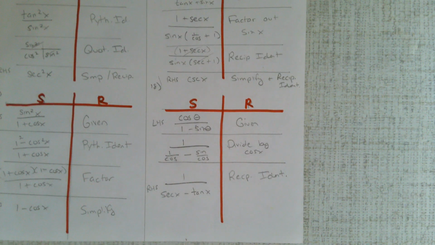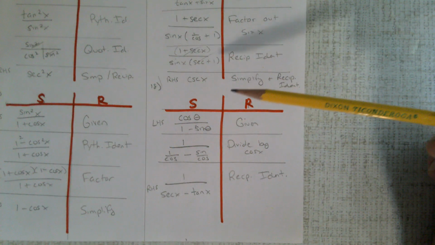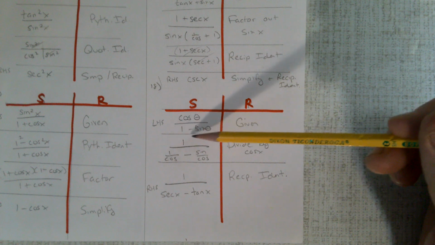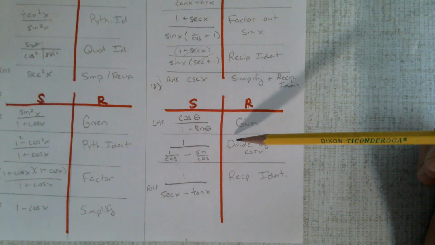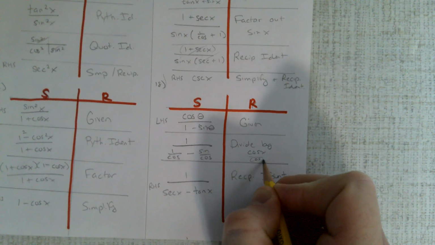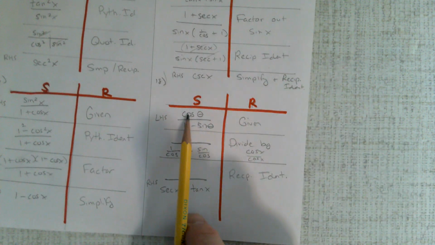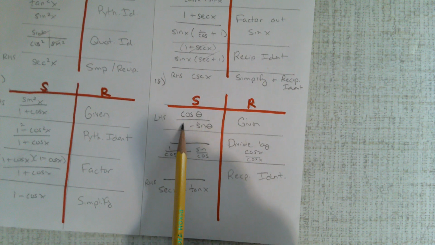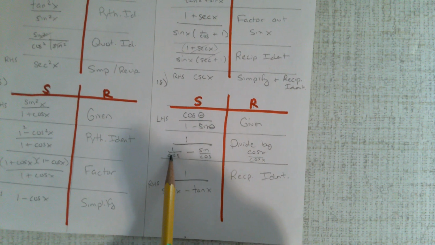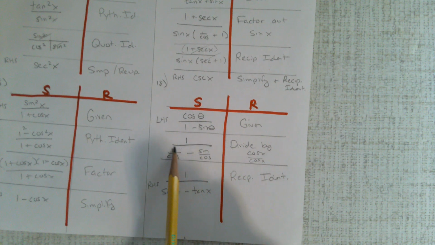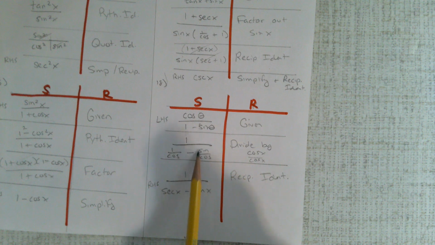Alright, and the last one, number 18 here. We have a fraction here, and what I did is I went ahead and just divided by cosine over cosine, top and bottom. So cosine divided by cosine is 1. 1 divided by cosine is 1 over cosine. Sine divided by cosine is sine over cosine. And now this is a secant, and that is tangent.